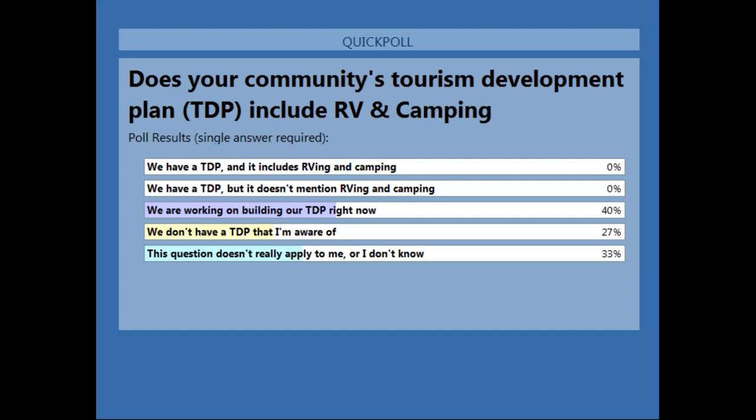Great. Thank you for the answer. So we have the results back. 40% of our respondents are working on building their tourism development plan right now. And 27%, we don't have a tourism development plan that I'm aware of. And I know there's a number of people who aren't working in communities right now, so the question doesn't really apply to me, or they don't know. I have one more question, and then we're going to move on to the closing part of the webinar.